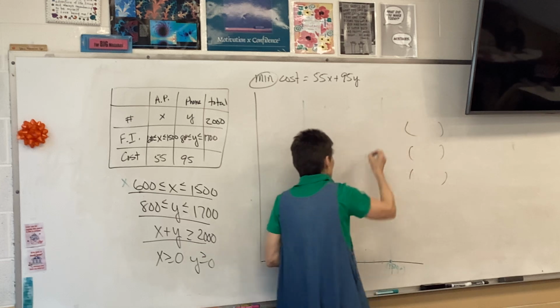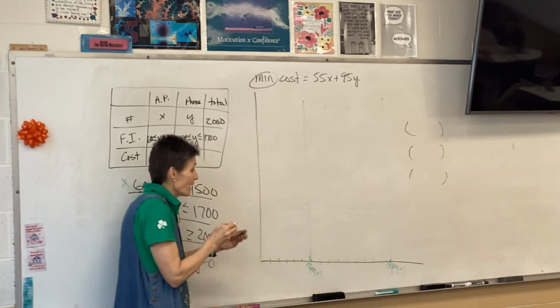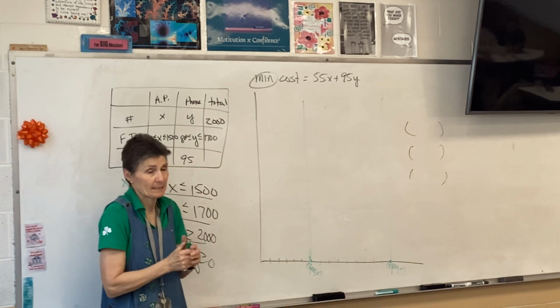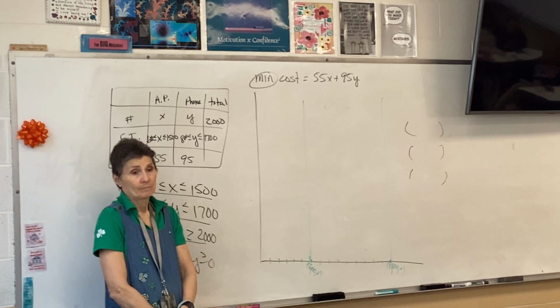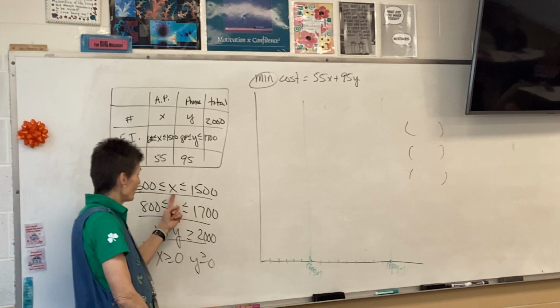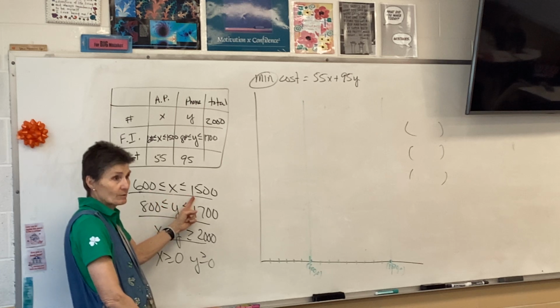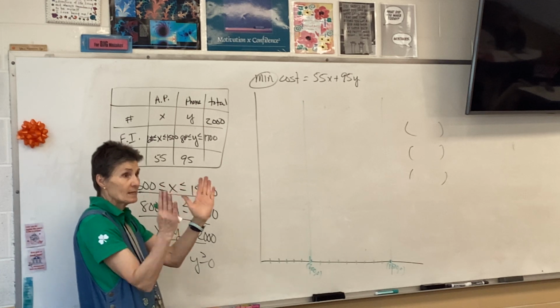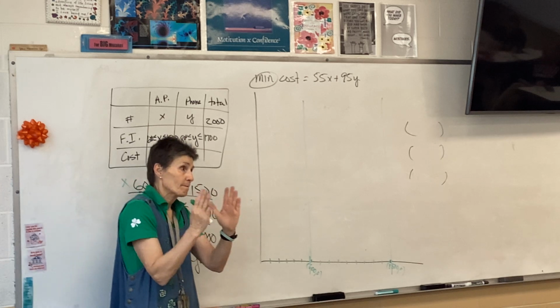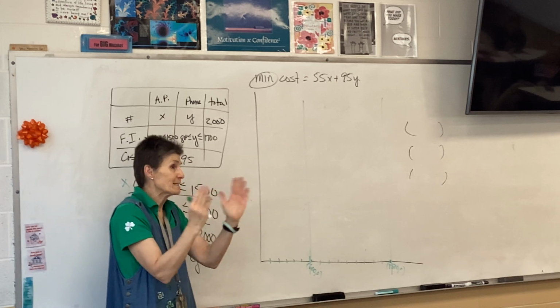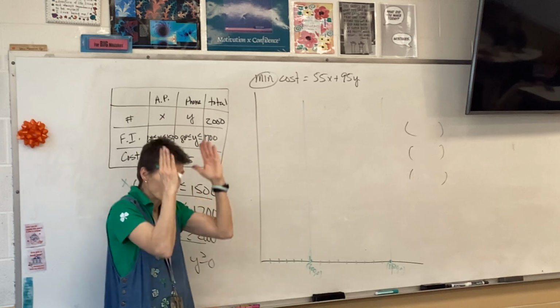Extend your hash mark. And where will that be shaded? The outside. No, where is X? Oh, X is in between 600 and 1,500. We're shaded in here. Fixed intervals are always in between. It's an interval.